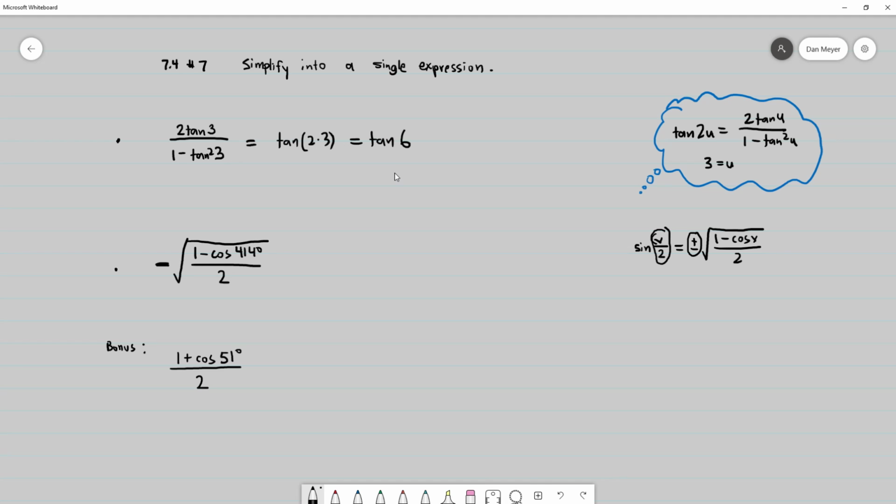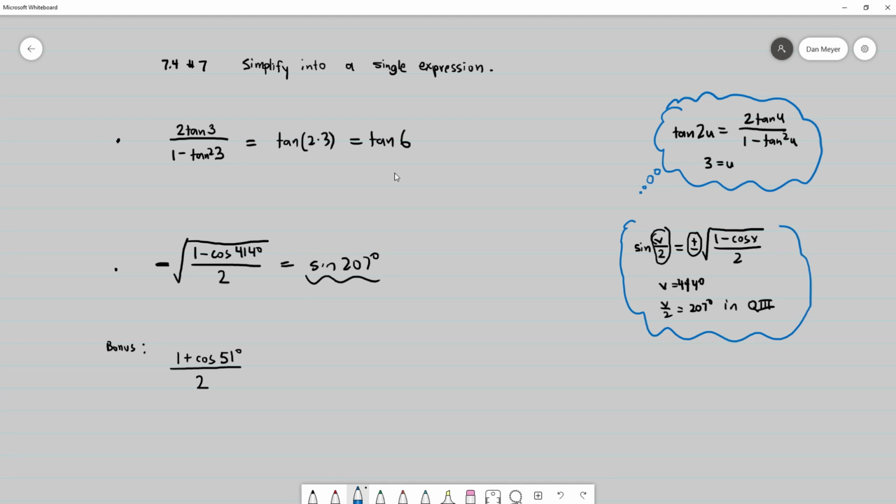All right, now it looks like 414 degrees is playing the role of v. So v over 2 will be 207 degrees. So yeah, that is in the third quadrant. All right, so now all that's left is, this is going to be sine of 207 degrees. There's not a whole lot of work to do. Like I said, this is all thought bubble stuff.